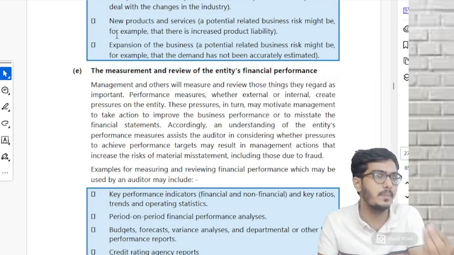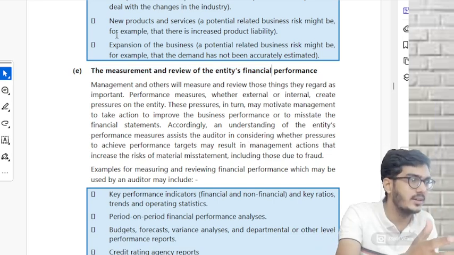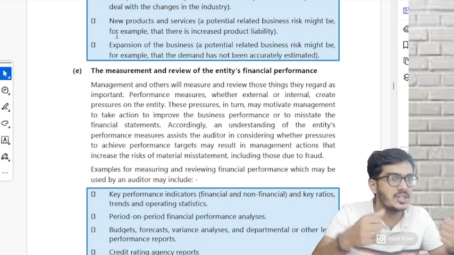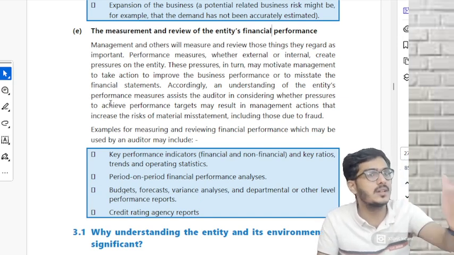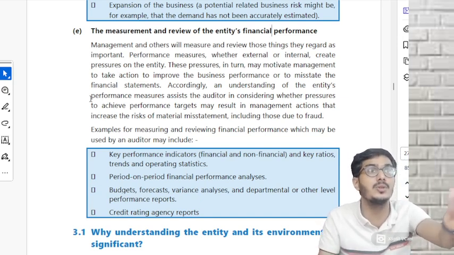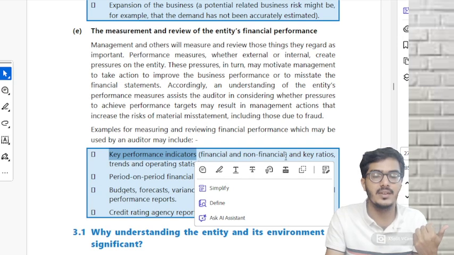This is the most important thing if you want to understand the entity and the environment, to check whether a company is financially strong or weak. Now this box is important. How are you going to check whether the company is financially strong or weak? What are those examples? What are those points? You're going to check various performance indicators, various key ratios.